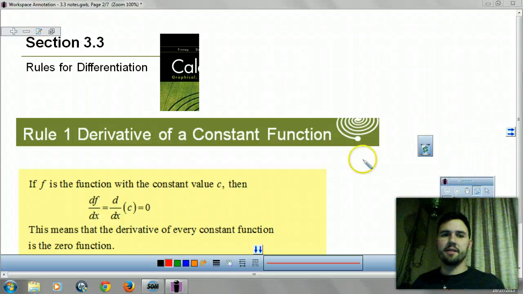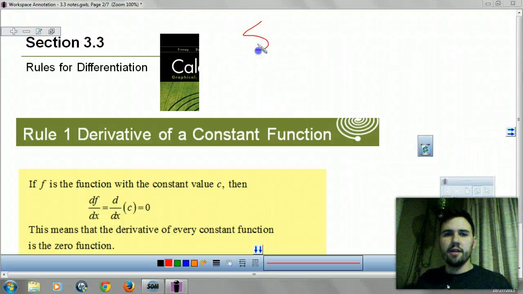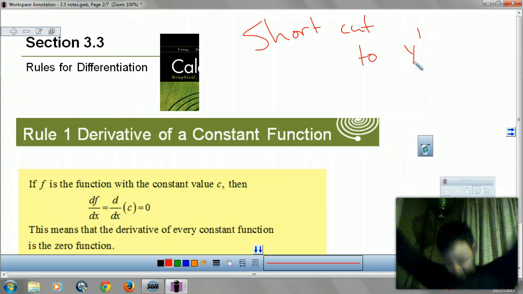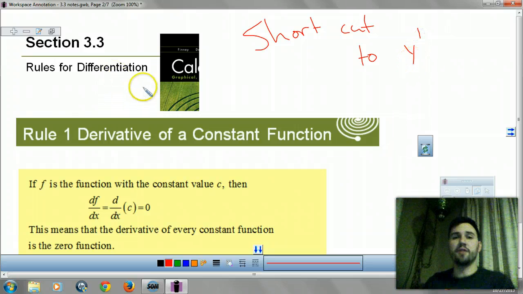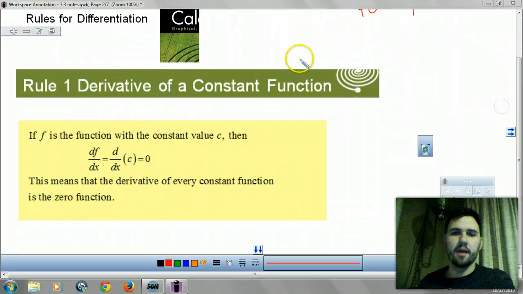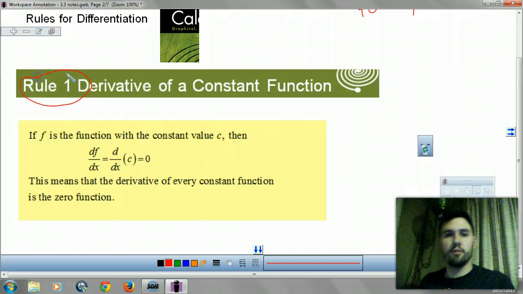This is it. This is the video in which I give you the shortcut to derivatives. Okay, rules for differentiation. Well, let's look at the first one. All the rules are noteworthy.